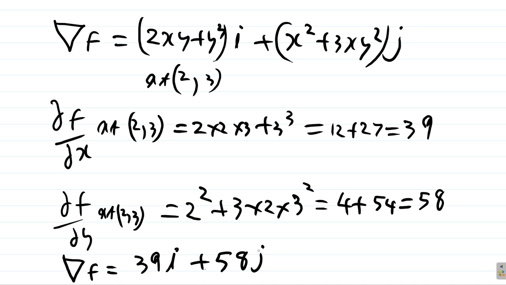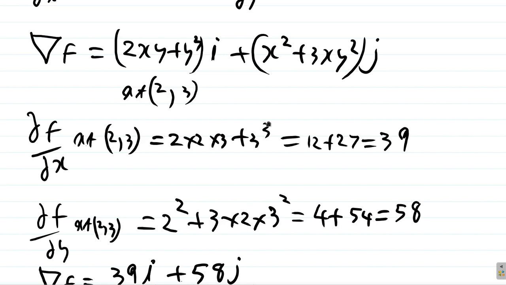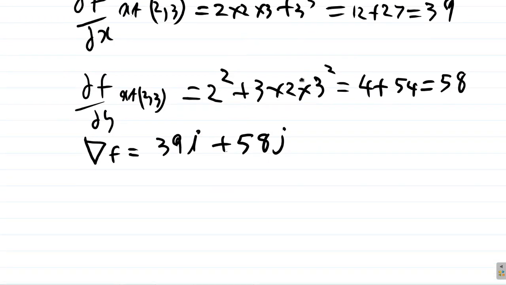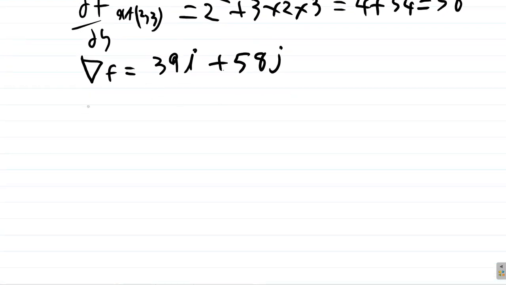Alright? Now, here, the next thing is to find the unit vector in the direction of the vector square root of 2 i plus 4 over 7 j. So our vector, right, is square root of 2 i plus 4 over 7 j.